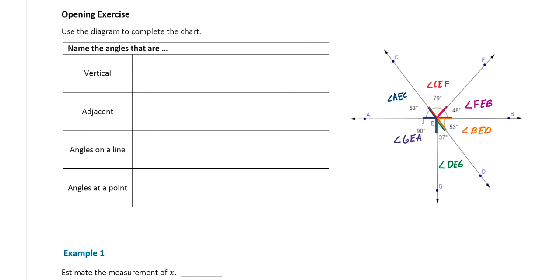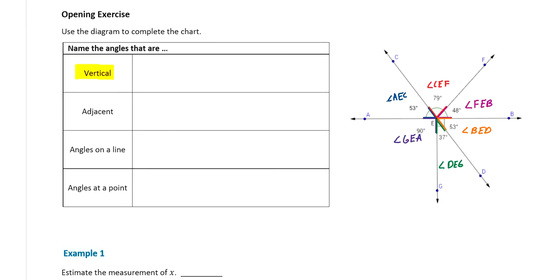Okay, so I took a little time, I color coded our 6 angles in this diagram. Let's talk about the angles that are vertical, then we'll go on to adjacent, and go on to the line, and then we'll go on to the point. So vertical angles, remember vertical angles are vertically opposite, but they have to share the same sides. Vertical angles, I'll highlight in yellow.